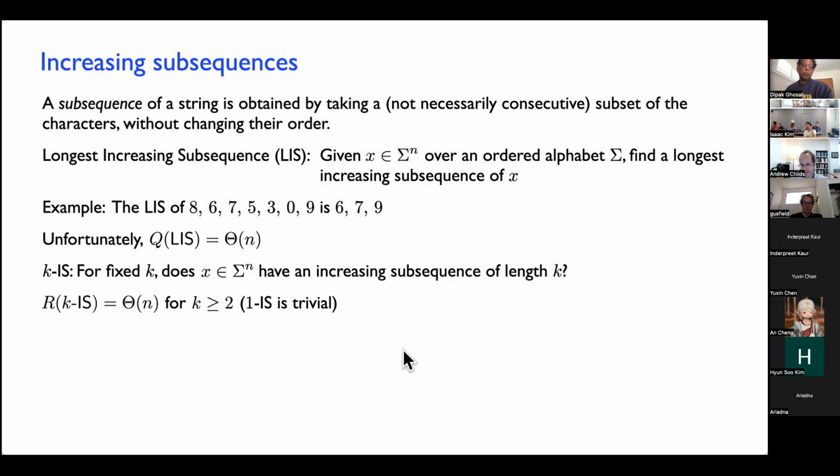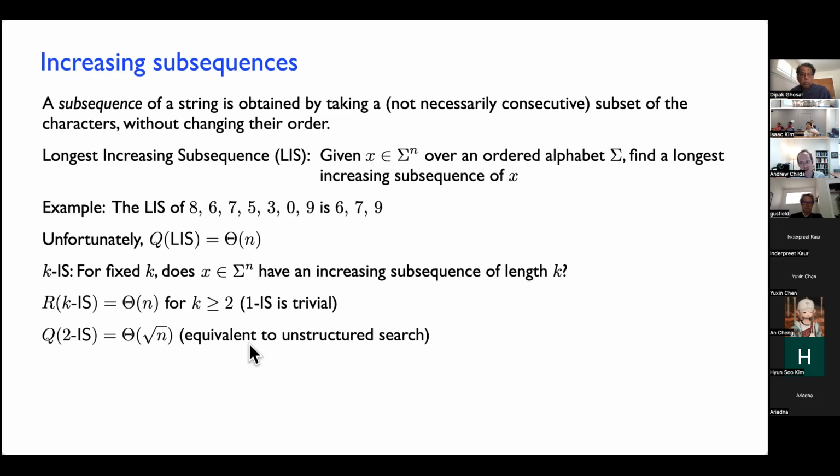Well, this problem is still hard for classical computers. One increasing subsequence is trivial, because every string has an increasing subsequence of length 1. But already once k equals 2, the query complexity is maximal. Classically, even to decide if there's an increasing subsequence of length 2 takes a linear number of queries. You can probably easily convince yourself of that.